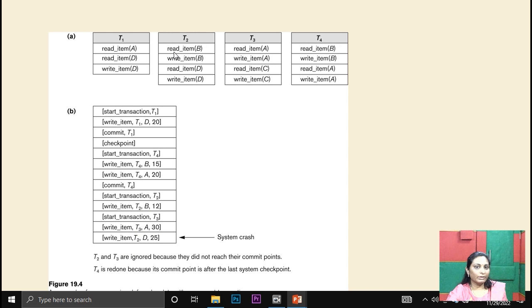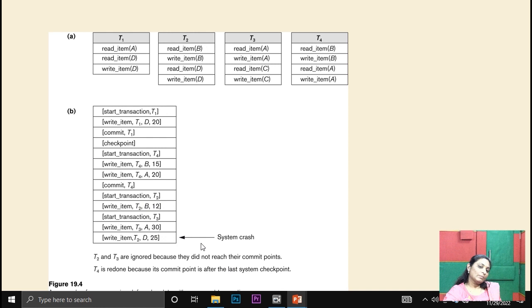Now here B has the value 12. So the B value in the database is 12. Now the transaction T2 starts, but T2 is not committed, so it is not successfully completed. Now start transaction T3. T3 writes the value of A as 30 and writes the item value of D equal to 24. The transactions T2 and T3 are both not completed because the commit point is not there.